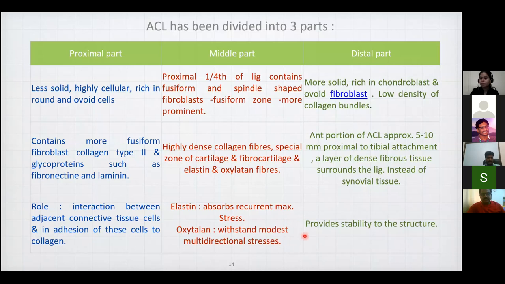The distal part provides stability to the whole structure, because it is more stable. And as we have seen, the insertion is fanned out. It is wider. So it provides more stability to the structure.